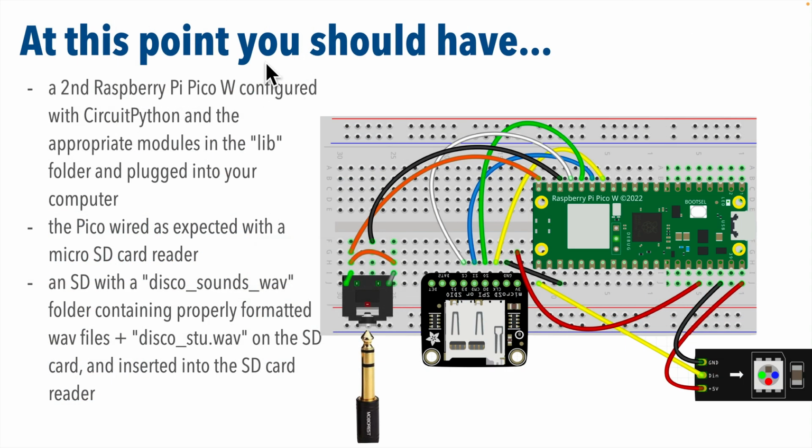So at this point, you should have a properly configured second Raspberry Pi Pico W configured with CircuitPython and the appropriate modules in the LIB folder, and it should be plugged into your computer and show up as CircuitPy. The Pico should be wired as expected with a micro SD card reader and an SD card with a Disco Sounds WAV folder containing the properly formatted WAV files that you're using in your build, plus the Disco Stew WAV should be on that SD card and inserted in the SD card reader. Now, if you've got all of this set up, let's head over to GitHub.